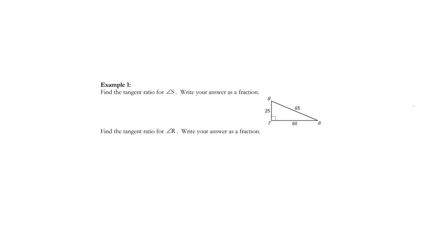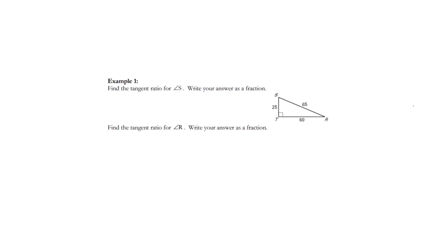Okay, so we're just going to practice writing the tangent ratio before we get into why this is super useful. We're going to find the tangent ratio for angle S. Well, we know the tangent ratio of a reference angle is always the opposite side of the triangle over the adjacent side of the triangle. So based on angle S right here, the opposite side is 60, right? Let's go back through this quick. Across from the right angle is the hypotenuse.